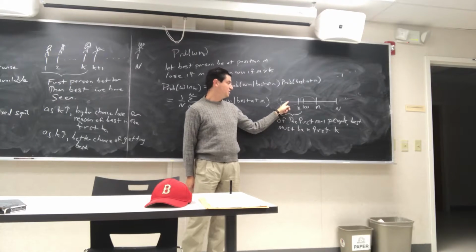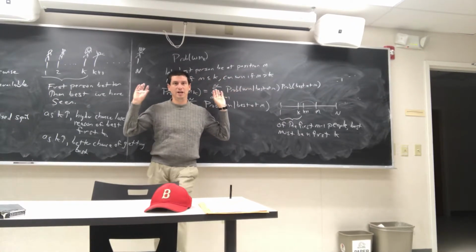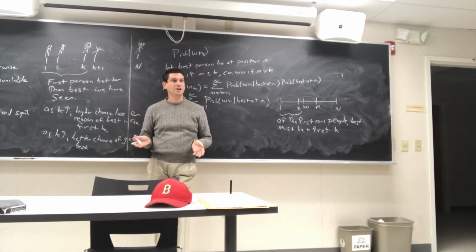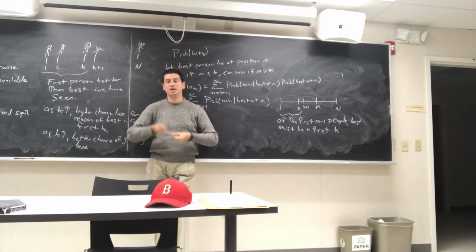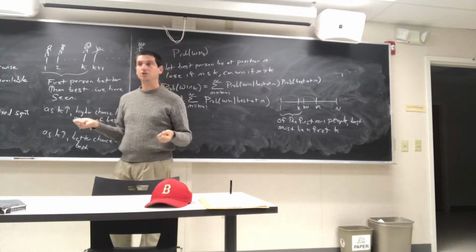If the second best person is in the first K, we win. If the second best is in the first K, we always win. So actually that's pretty good for us. So that tells you we might want K to be large, because if the second best person is in the first K and the best isn't, we win.